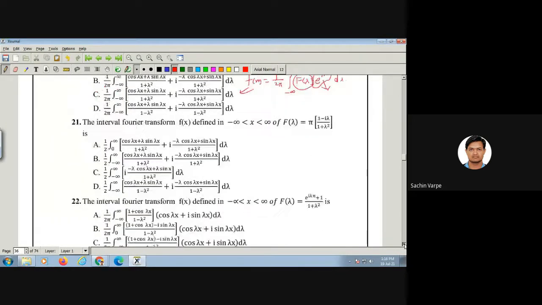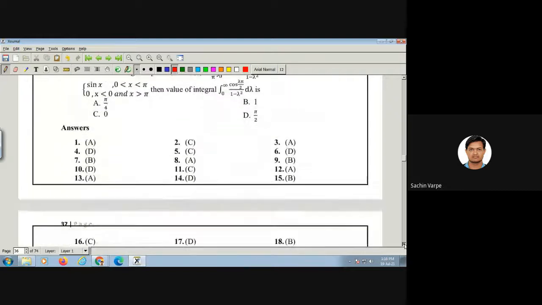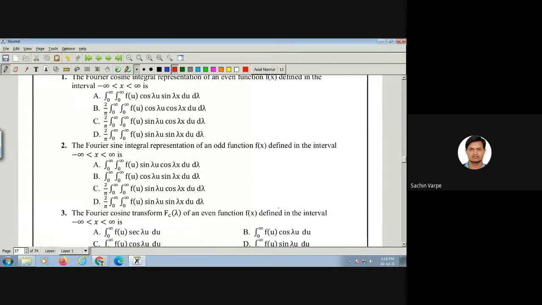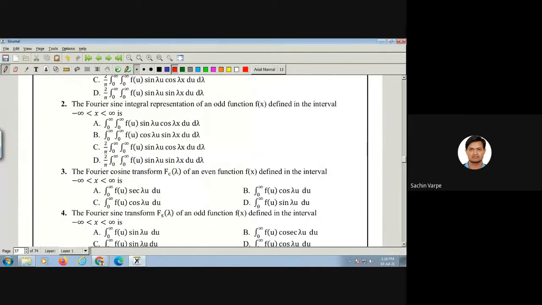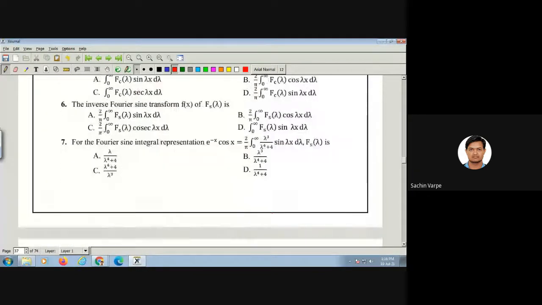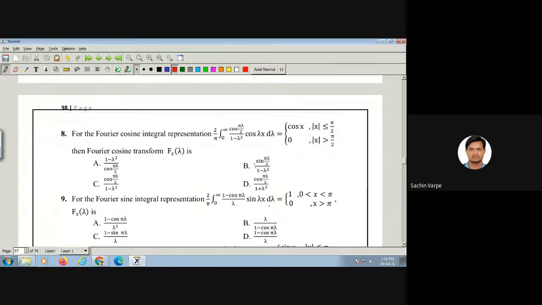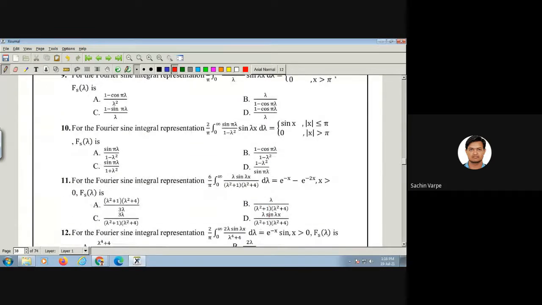Fourier sine and cosine integral representation. So same thing, just like the Fourier transform and integral, where we have to use the formulas. So I'm not going to discuss this in detail. For example, the Fourier sine integral representation of this function, so the sine integral representation is given to be this. With the help of that, they have asked the sine transform.